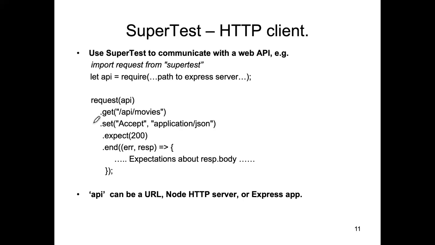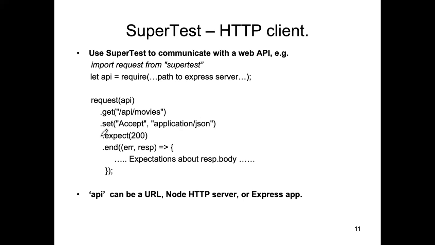And then I'm just chaining on some other methods onto it. So what the get method does is it simulates sending a HTTP GET request to this particular endpoint for this server. The set method allows us to set HTTP request headers if you want to. Looks like here I want to set the accept HTTP request header to this value. I'm assuming you're familiar with HTTP request and response headers.